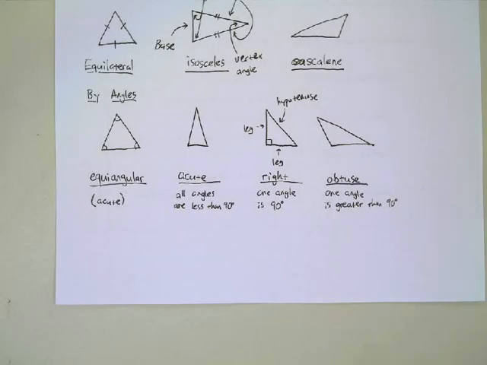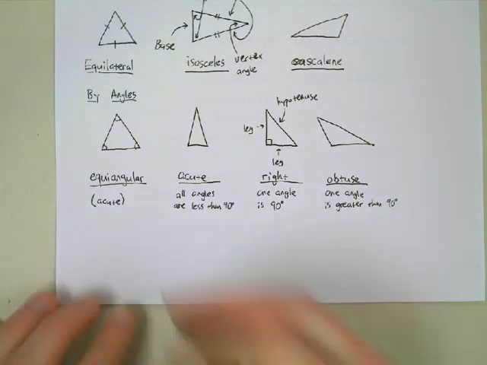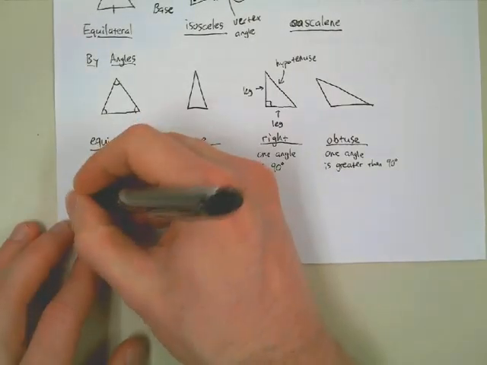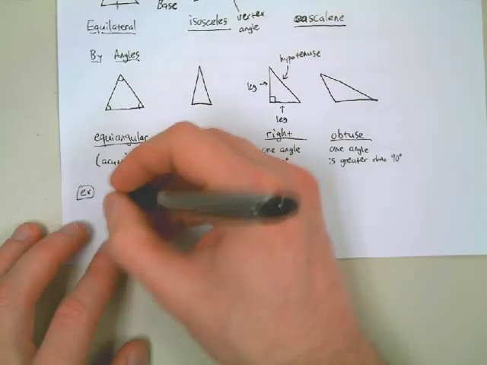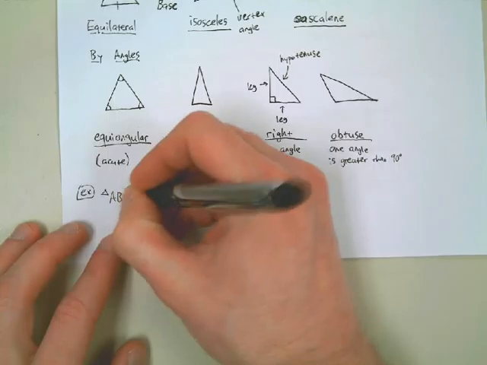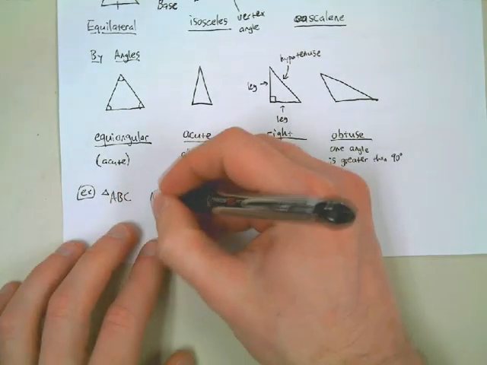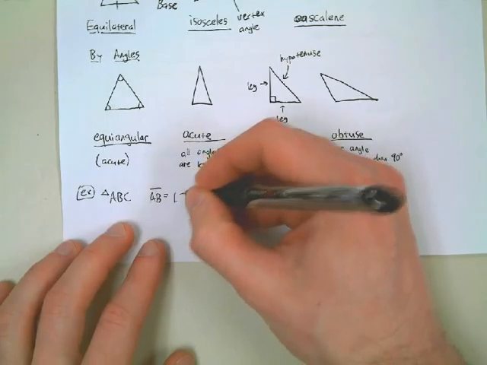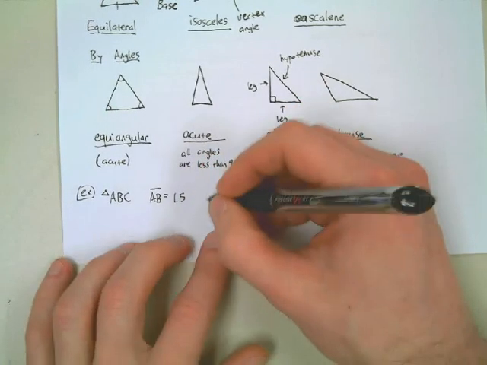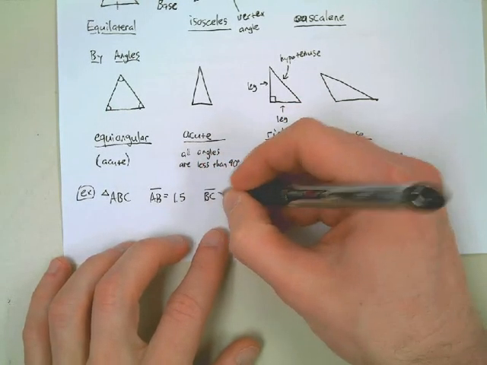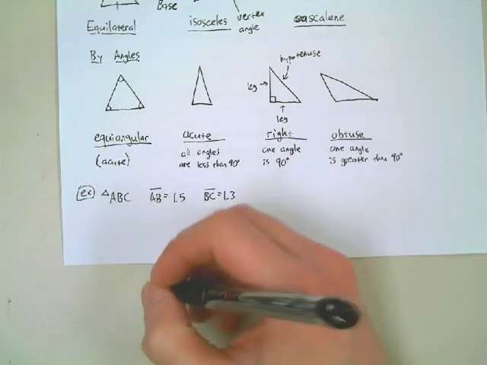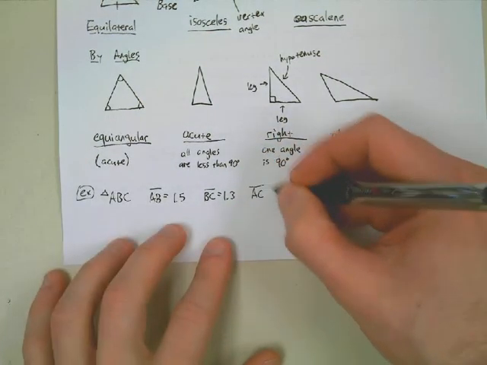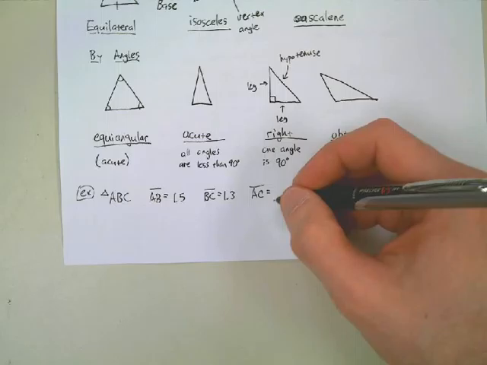All right, so I'm going to give you just one little example here, and then we'll do some together here as a class. I want you to try this. So triangle ABC, okay, I've got AB. Its length is 1.5. Okay, I have BC, and its length is 1.3. And I have AC, and its length is 1.8.